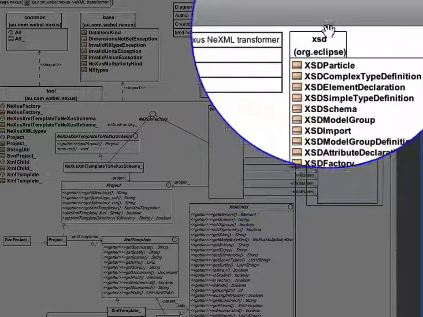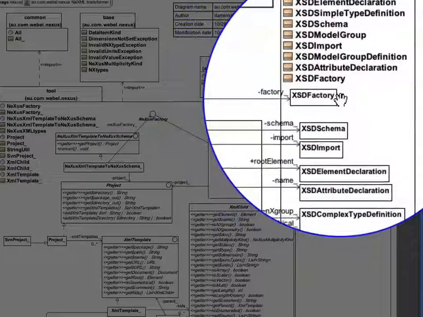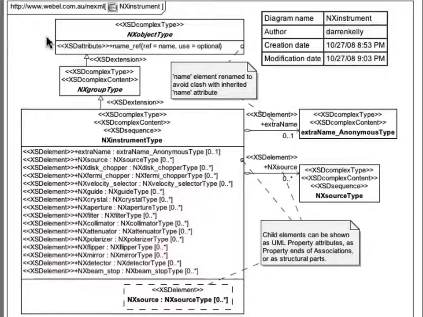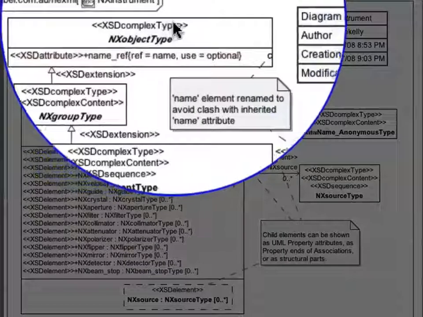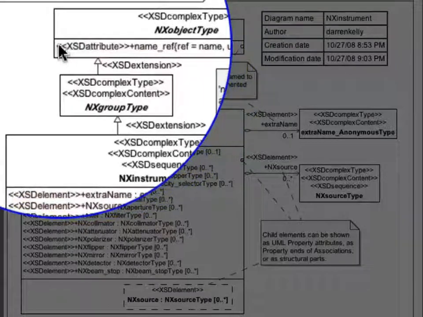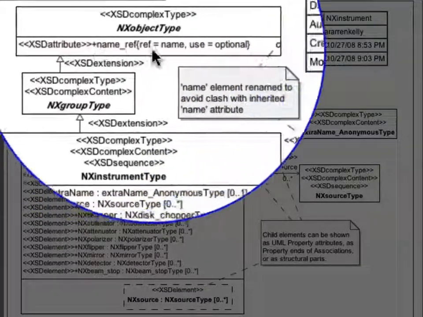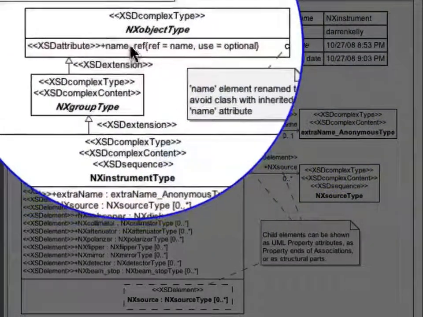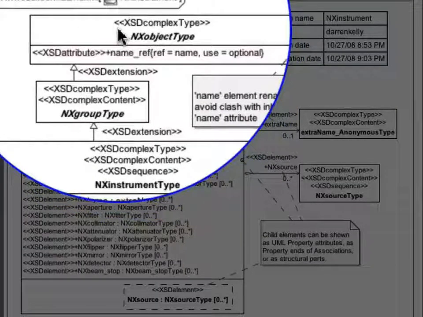So this is the Eclipse XSD system. Once the NeXML XSD schema has been generated, it can be reverse engineered into graphical UML representations. Here we see the NX object type, which is the base of my system. It's an XSD complex type, as indicated here by the stereotype. Attributes are also indicated by stereotypes. This is otherwise known in UML as the attributes compartment, so one has to be careful. This is a property of a class.